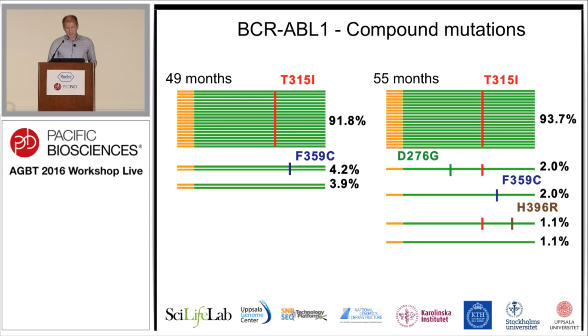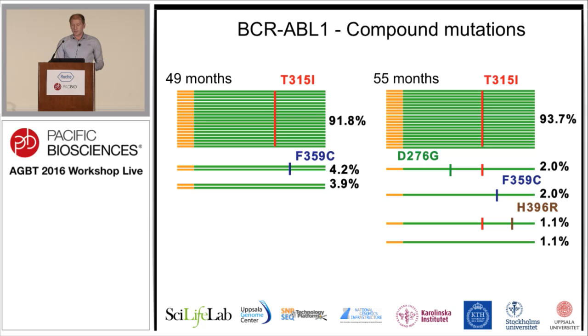To the left here you have a sample from a patient 49 months after diagnosis. We have this mutation at 315, which is present in 91% of the reads. Then we have another mutation present in 4% of the reads. But you can see that these are present in different reads, so this means that we have two different clones in this case. We also have a population of wild-type sequences here, about 4%.